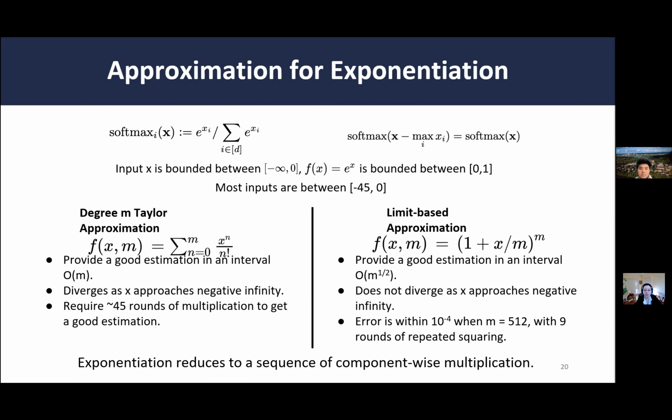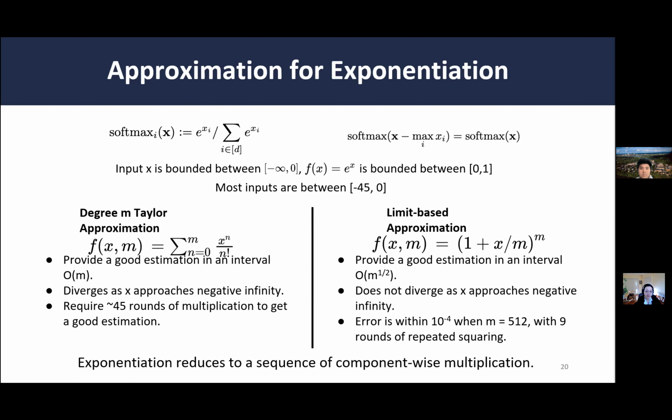On the right side, we have the limit-based approach, which can provide a good estimation in the interval O(square root of n), does not diverge as x approaches -infinity, and can converge in only 9 rounds. We therefore choose to use the limit-based approach as our approximation function for the exponential. With this approximation function, the exponential is reduced to a sequence of element-wise multiplications, which is also highly parallelizable and suited for GPU acceleration.